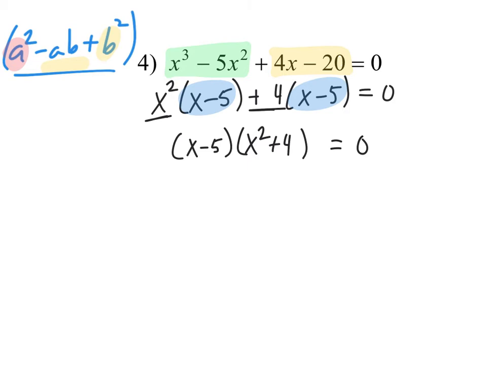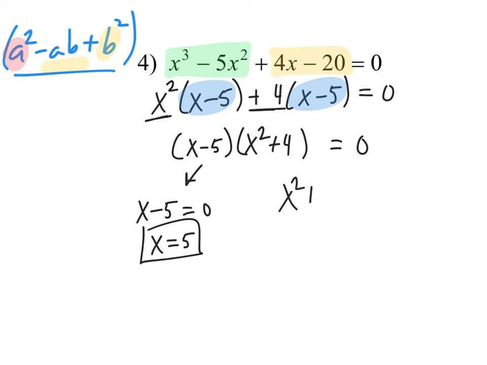Okay, so we got this factored. Let's set the factors equal to 0 and see what we get. So x minus 5 equals 0, x equals 5 is a solution to our equation. Now x squared plus 4 equals 0. We need to solve that for x. It's not factorable over real numbers, but we can get x by itself because there's no middle term. It's just x squared plus 4.